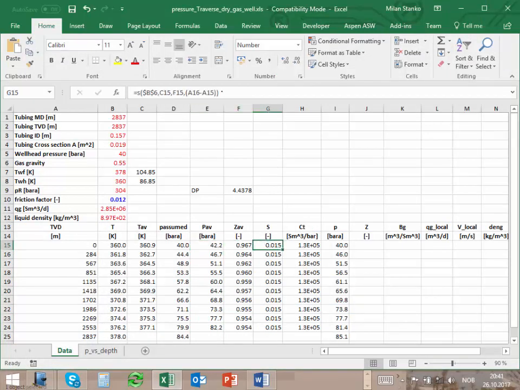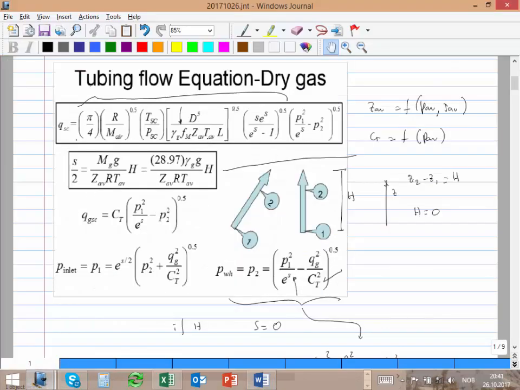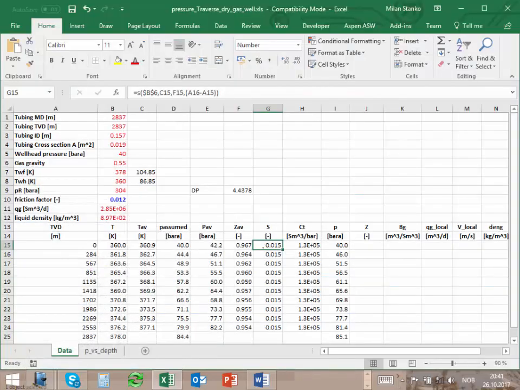And then after that, I have to program this ugly equation that has many things inside, and I have to take care of the units, etc. But I was nice and I gave it already to you, so you don't have to think about the units. I calculate C T and S for each section. So each section is its own tubing.